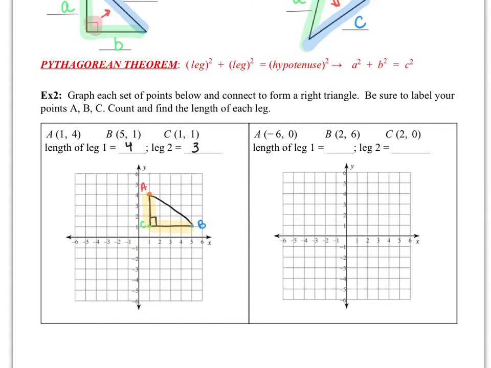So at this point, what I'd like you to do is to plot points A, B, and C in this coordinate plane. Connect your points to form a right angle, and then find the length of each leg and label it here. Pause the video, press play when you're ready to check your answer.